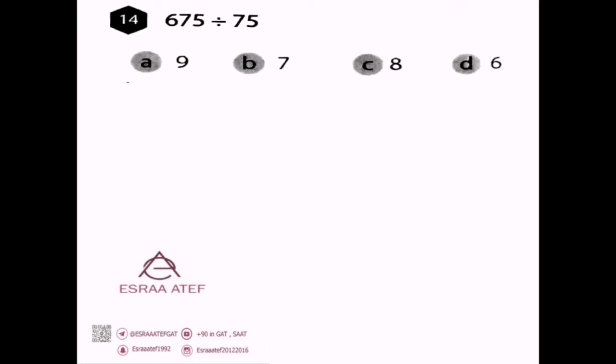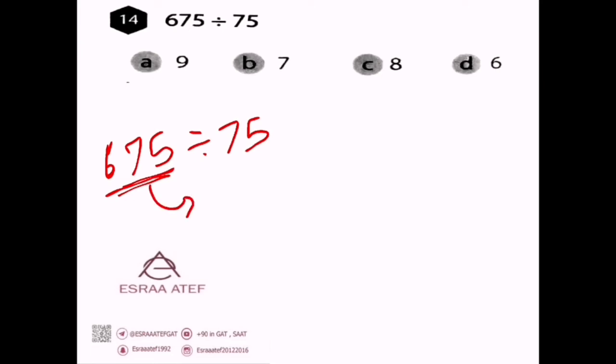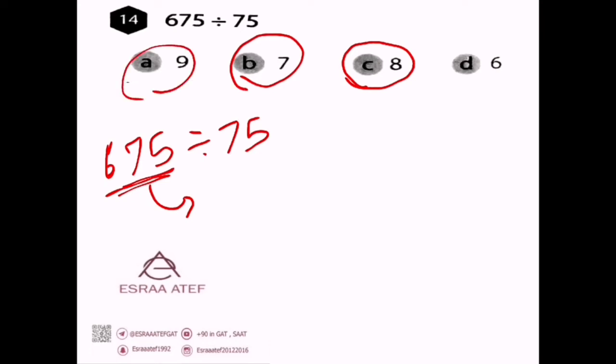Next one, how can we divide 675 by 75? Okay, how can we divide them? Okay, 75, I will see 75. How can I divide 675 by it? 675, how many 75 in it? And then we can know which number we will choose. So we will try to start with C and then B and then A. It's a method for solving which works a lot of times.